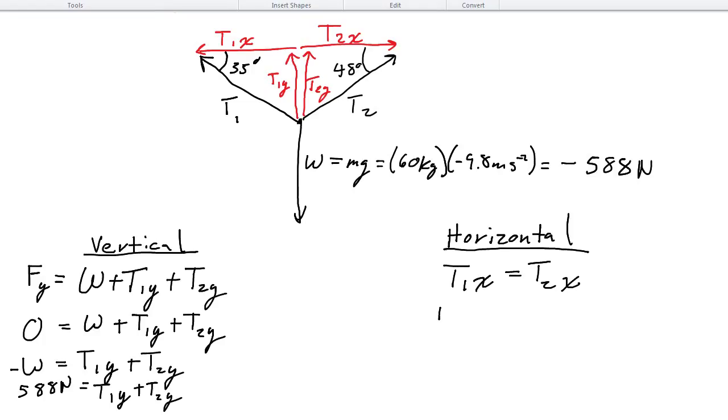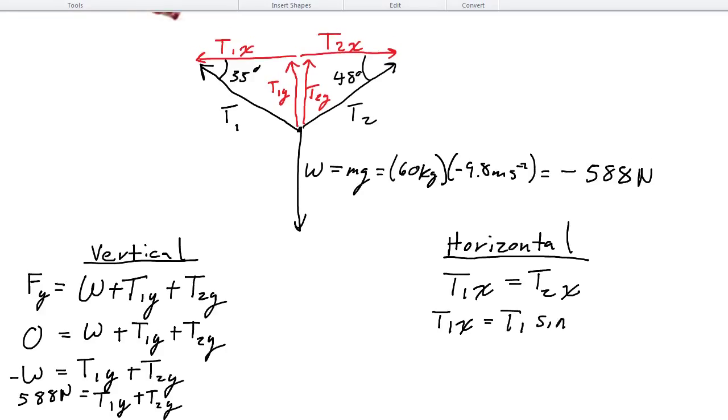So let's see. For example, T1x is equal to, what is T1x equal to? T1, or sorry, not sine, T1 cosine 35. And I know that T2x is equal to T2 cosine 48.